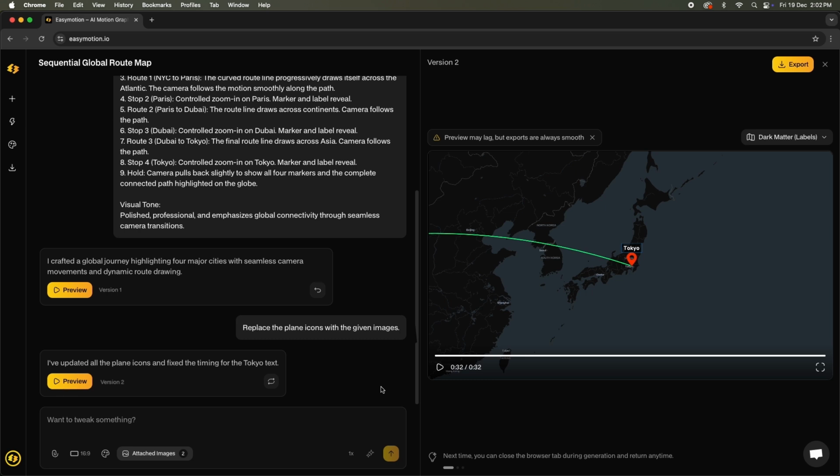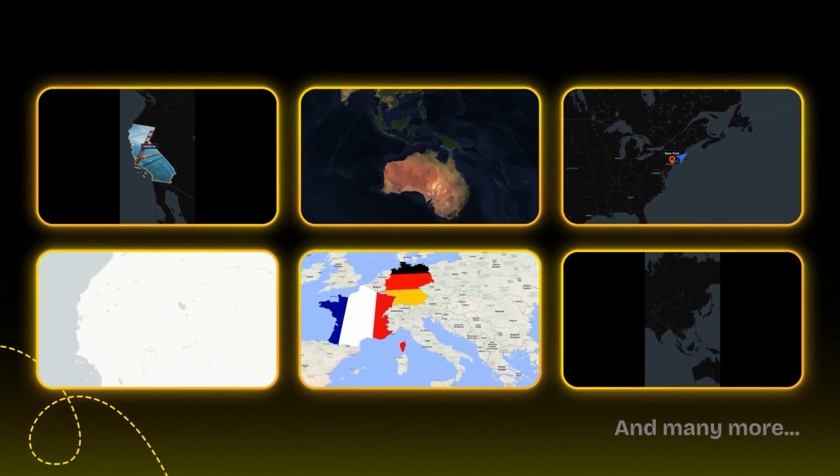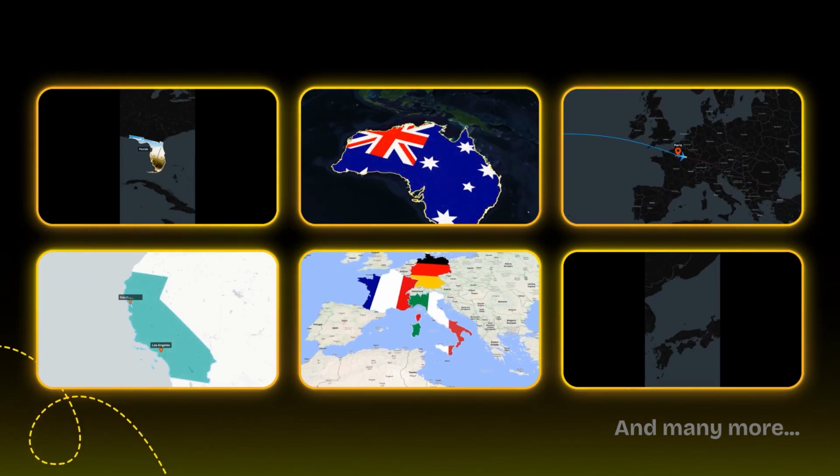And that is how you can create map animations in Easymotion AI in just a few minutes. From country highlights and globe views to custom route animations. You can also use ready-made templates for specific map animations. We keep adding new map templates, so stay tuned.